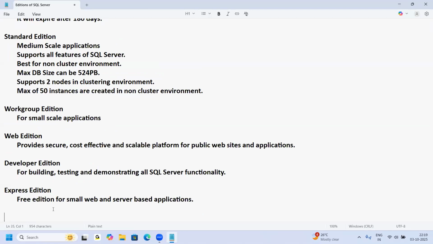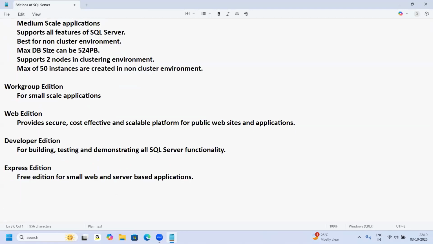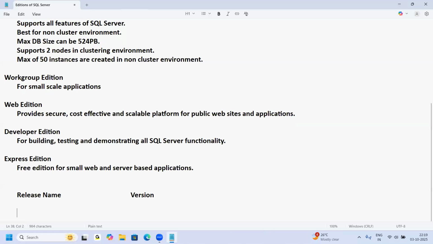Now, one more thing. As a DBA, this is what I feel like. This is for comparison, so that you can understand in an easy way. As far as SQL Server is concerned, these two things are different: release name and version. These are all examples.